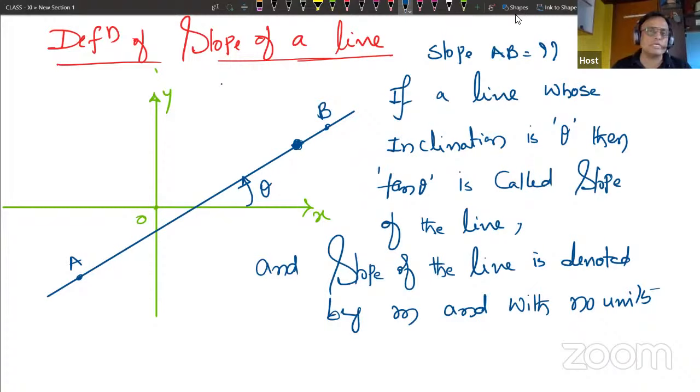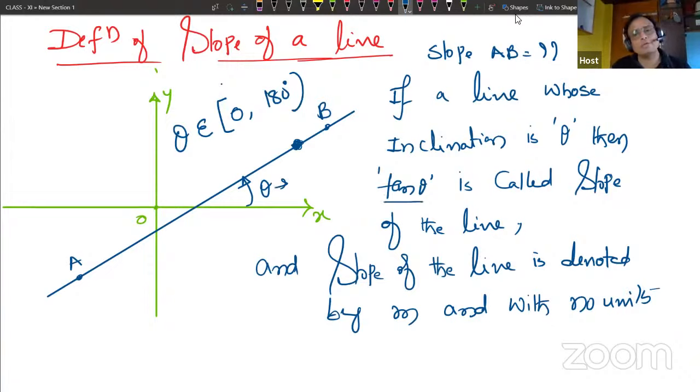Inclination means, once again, you should have a very good idea about inclination. Inclination means the angle between the line and the positive x-axis, and it should never exceed the interval 0 to 180. The theta must be in the interval 0 to 180 degrees. Then only the angle between the positive x-axis and the line is known as inclination.